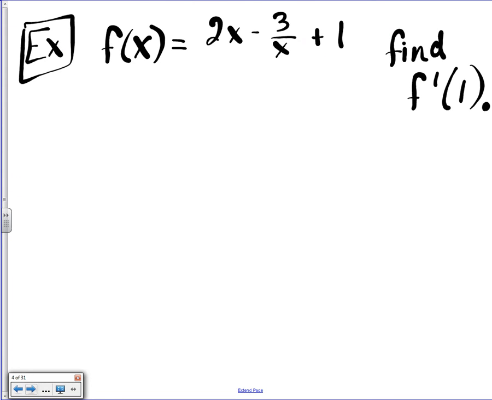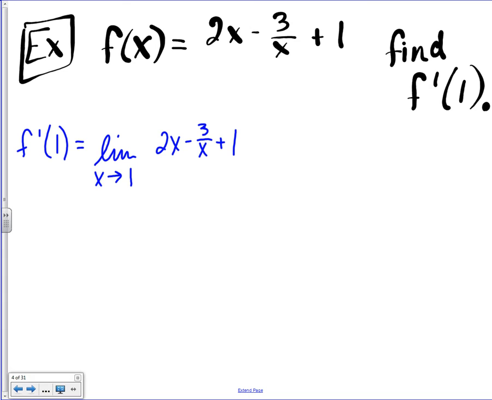All right, let's try this one. We've got a rational function up here. I want you to find f prime at 1. So here we go. I have the limit as x approaches a of f of x minus f of a. Well, if I put a 1 in there, I should get 0. Yep, when I add that 1 at the end, I should get 0. So I really don't have to subtract anything off of that. All over x minus a.